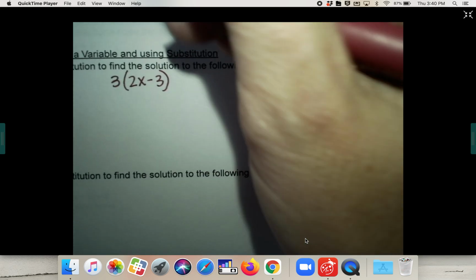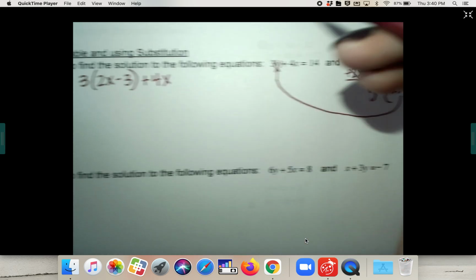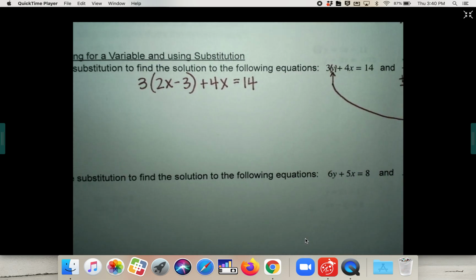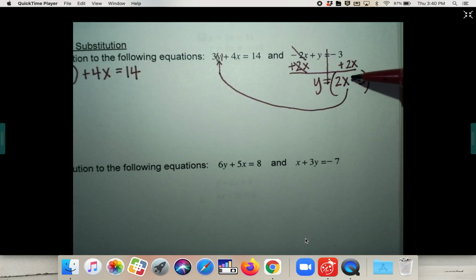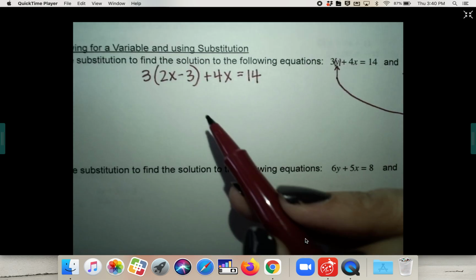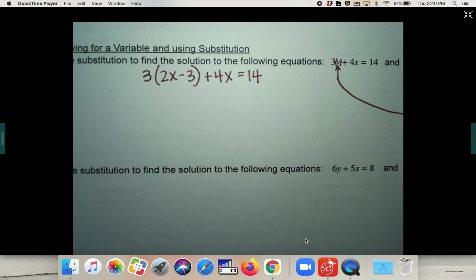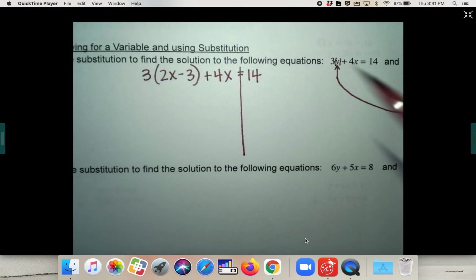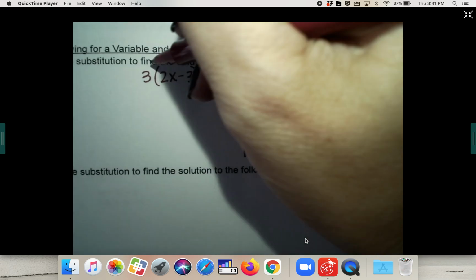Plus 4x equals 14. Okay, and again, the reason we're substituting something into y is because I can't solve an equation if it has two missing variables. But this one now only has x's, so you can.